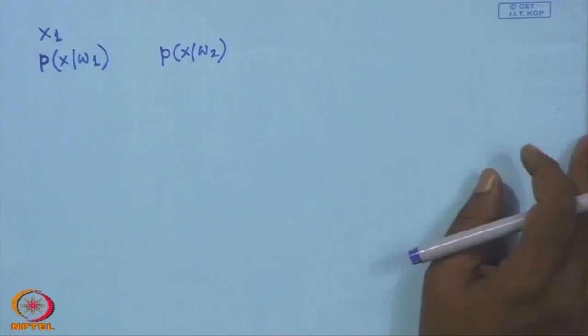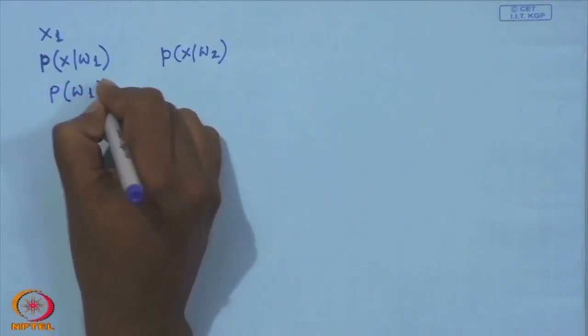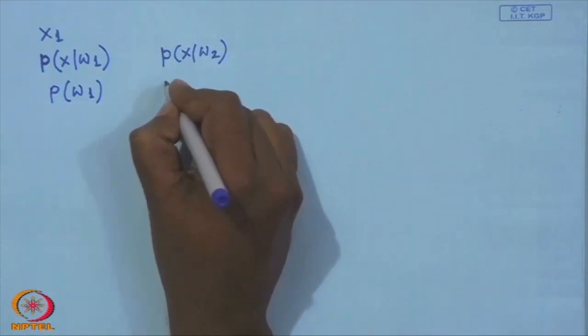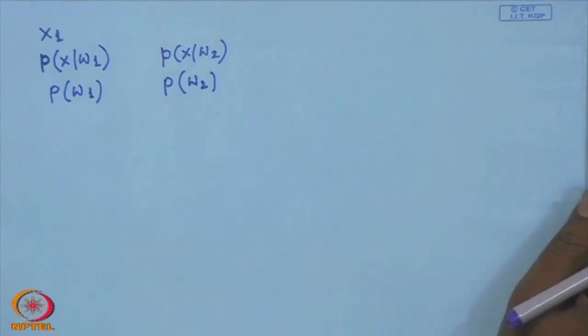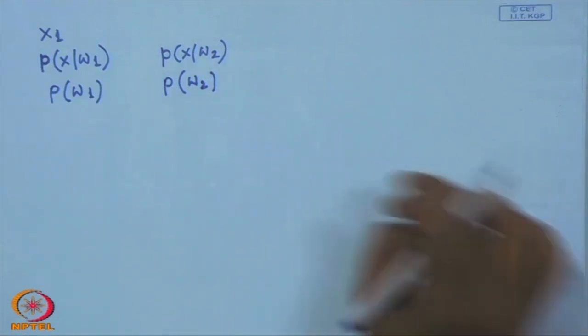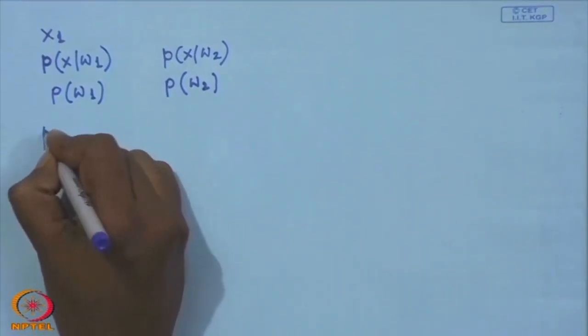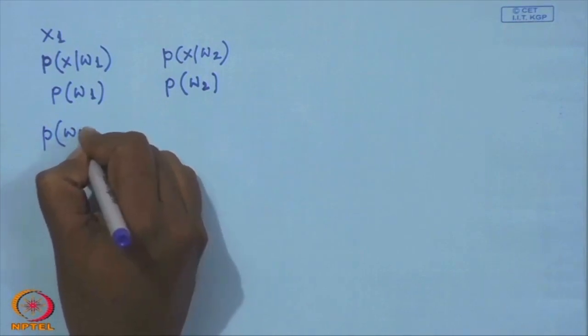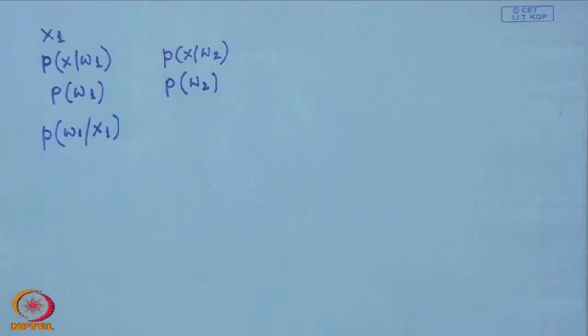And it is also assumed that I know the a priori probability of classes omega 1 and omega 2. That is, I know p of omega 1, which is the a priori probability of class omega 1, and I know p of omega 2, which is nothing but the a priori probability of class omega 2. And given this, I have to find out p of omega 1 given x 1, where x 1 is the unknown feature vector.